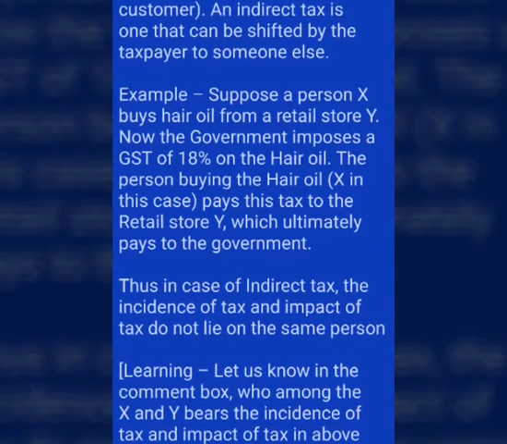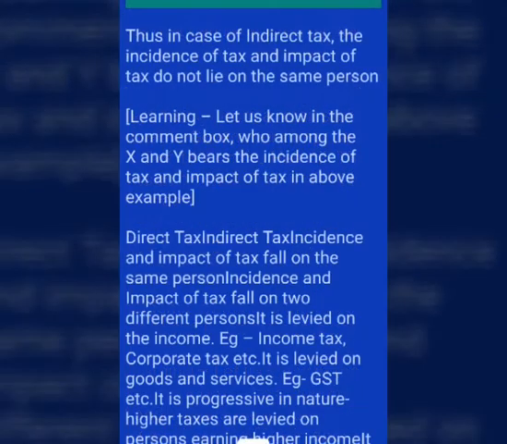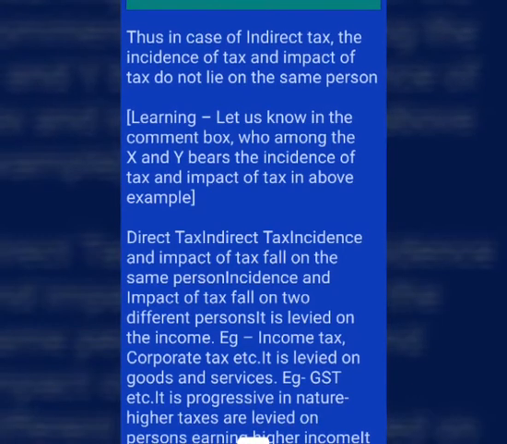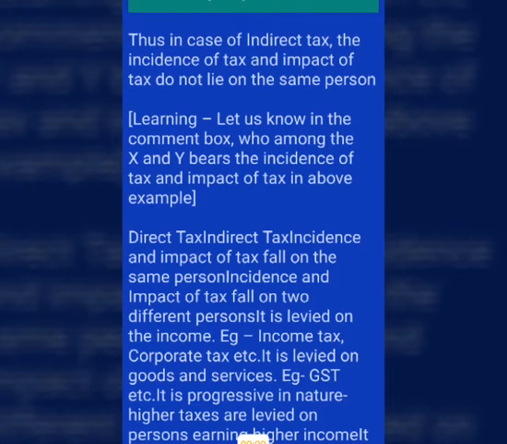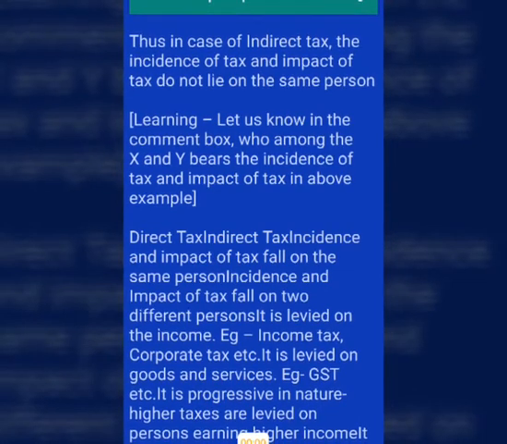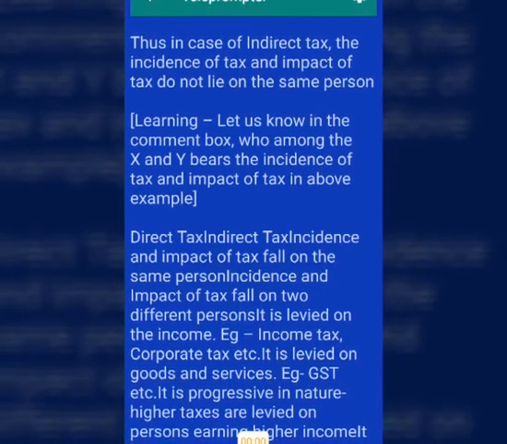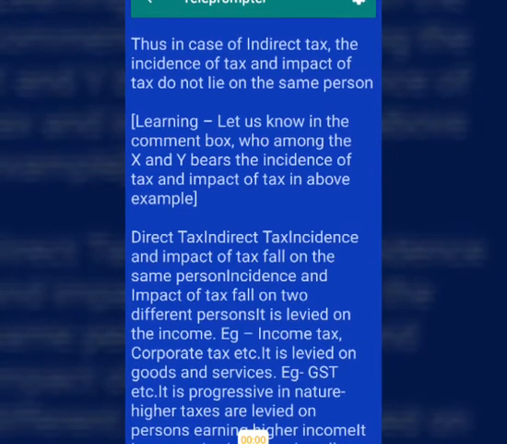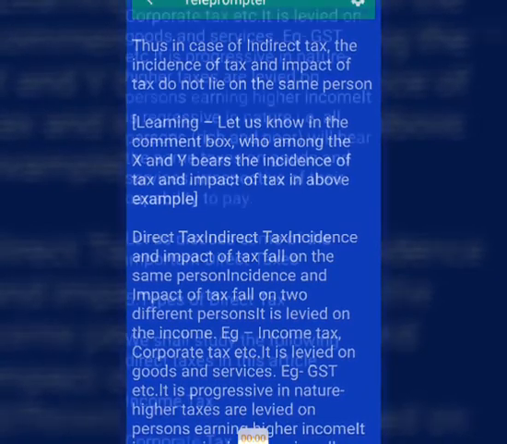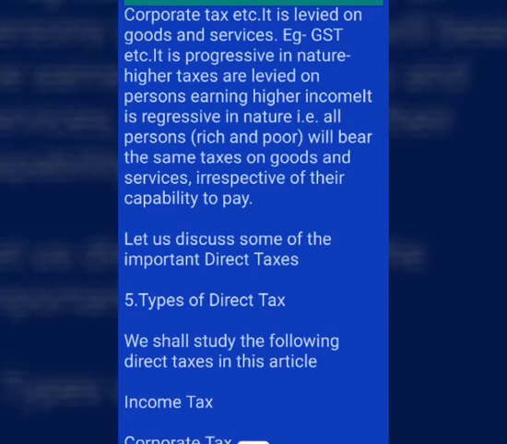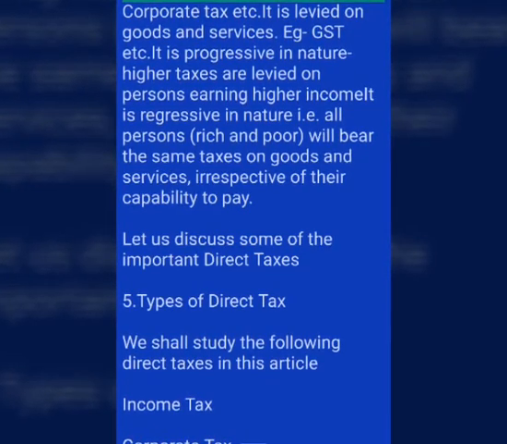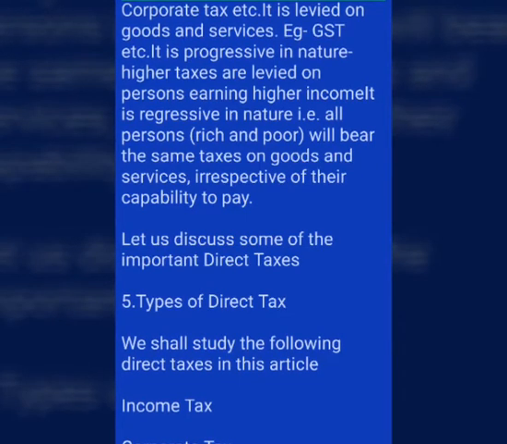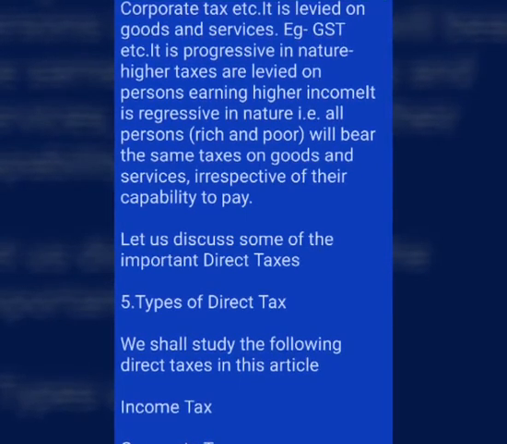Direct tax: incidence and impact of tax fall on the same person. Indirect tax: incidence and impact of tax fall on 2 different persons. Direct tax is levied on the income, e.g., income tax, corporate tax, etc. Indirect tax is levied on goods and services, e.g., GST, etc. Direct tax is progressive in nature. Higher taxes are levied on persons earning higher income. Indirect tax is regressive in nature, i.e., all persons, rich and poor, will bear the same taxes on goods and services, irrespective of their capability to pay.